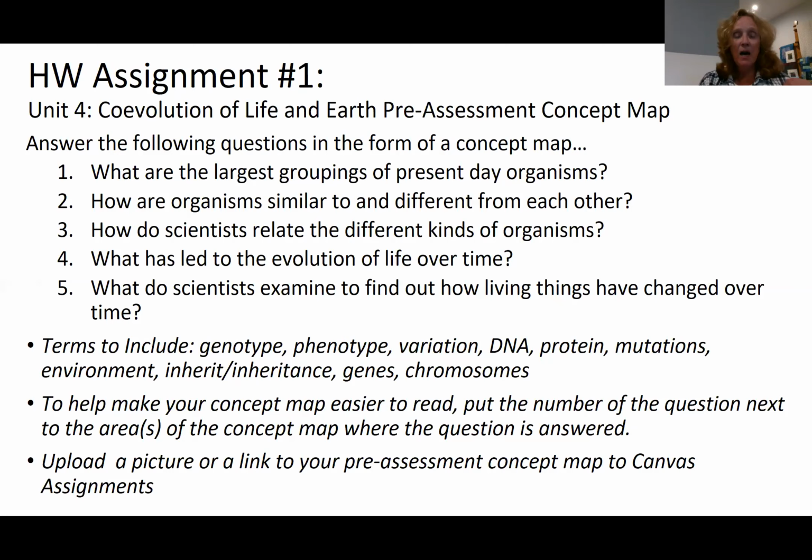Sorry about that. And then if you'll notice the second one, I really like this. Ms. Petkovic uses this. To help you make your concept map easier to read, put the number of the question relevant to it. So whichever one it's related to just kind of helps you see. For instance, if you know large groupings of present organisms, maybe some of you are going to say things like, I don't know, prokaryotes or eukaryotes. Or maybe you're going to say, I don't know, animals, plants. There are different groupings, and we'll see which kind of grouping you come up with.